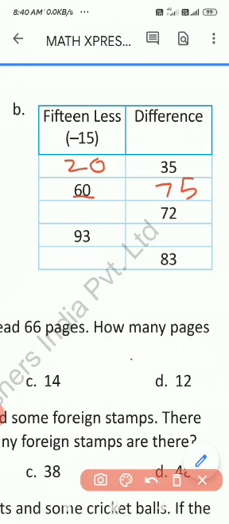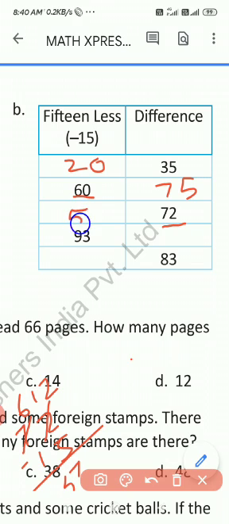Okay. So this number 72 minus 15. Can we subtract 5 from 2? No. What will we do? We have to take one borrow from 7. This 2 converted into 12, and this 7 converted into 6. So 12 minus 5 is equal to 7, and 6 minus 1 is equal to 5. Answer is 57.